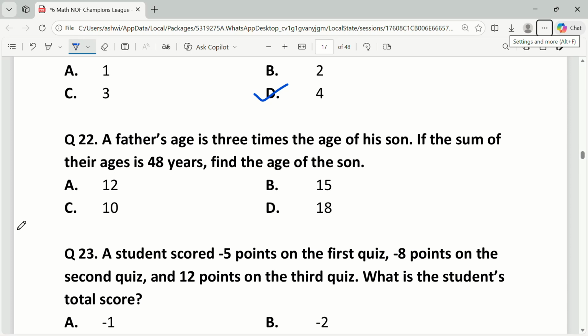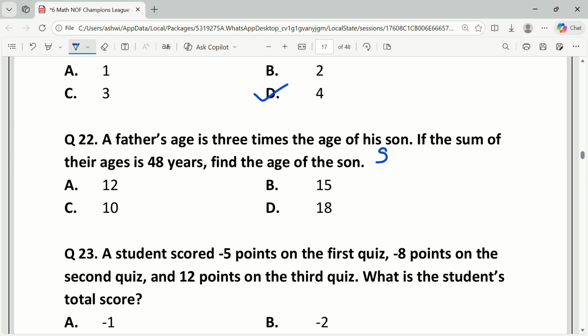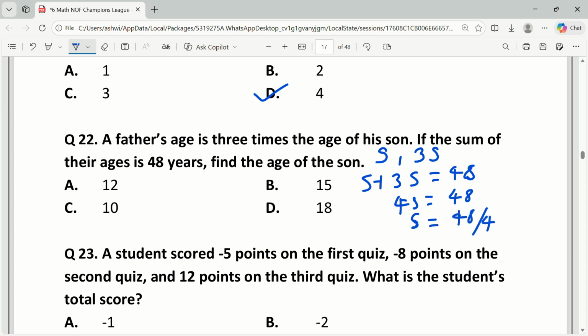Let the son's age be S and the father's age be 3S. The sum of their ages is 48. That is S plus 3S is equal to 48. That is 4S is equal to 48. That is S is equal to 48 by 4, which is equal to 12. So the son's age is 12, that is A.